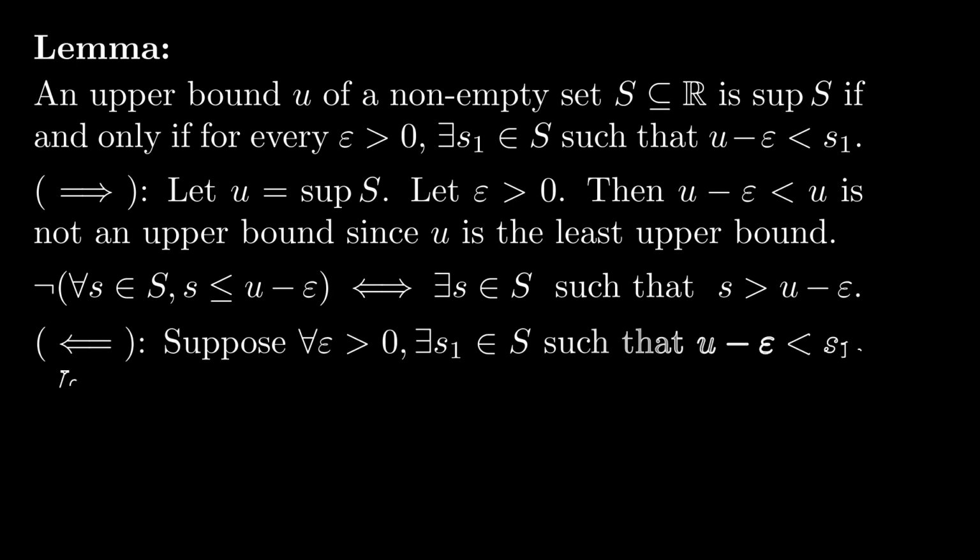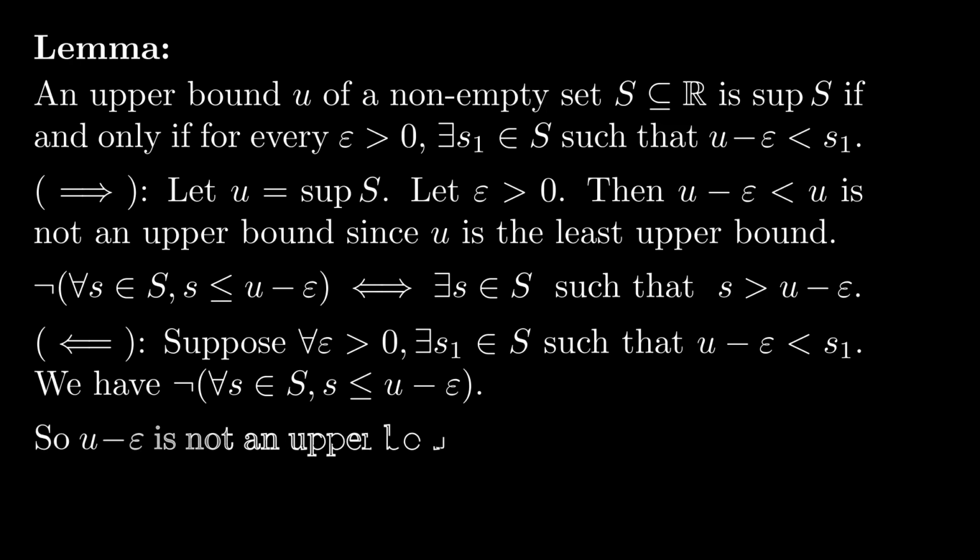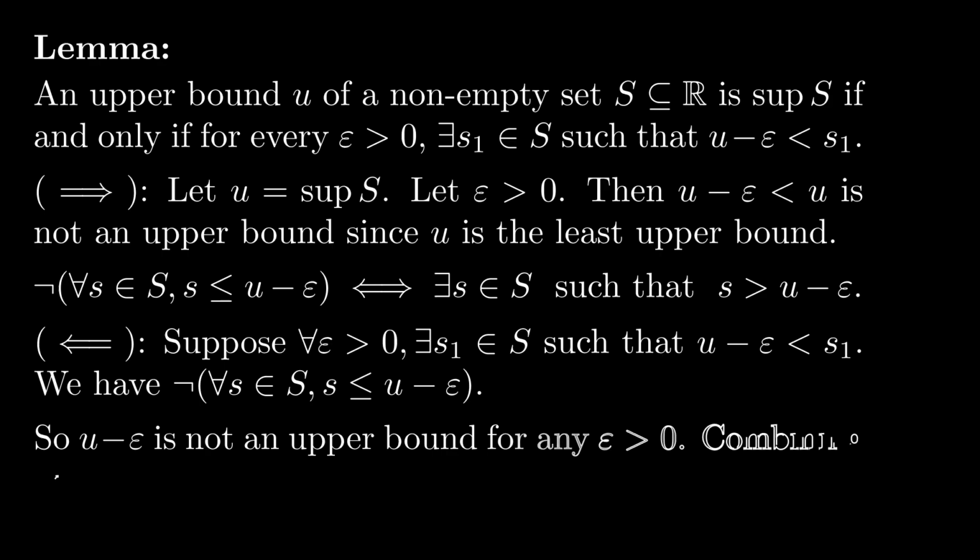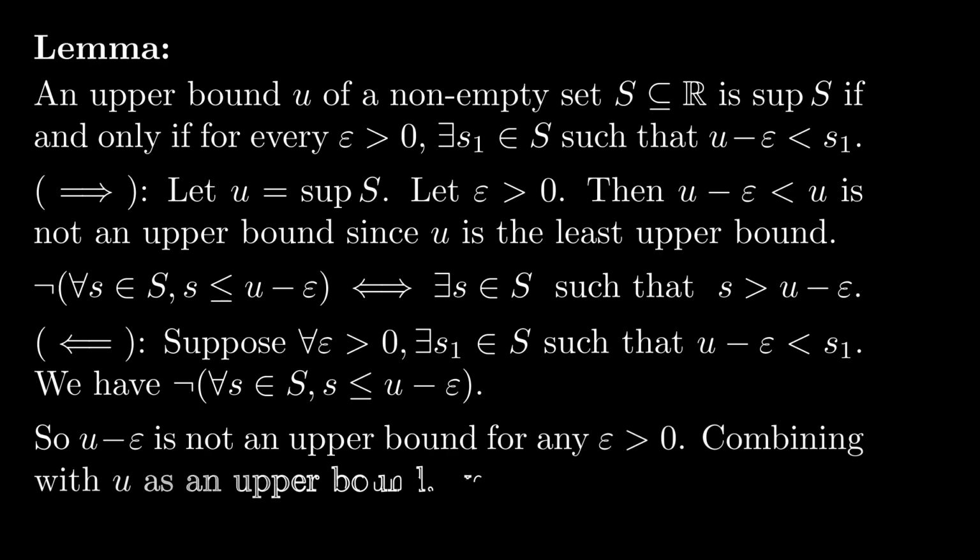For the backward direction, suppose for every epsilon greater than 0, there exists some s1 in S such that U minus epsilon is less than s1. Then we have the statement for any s in the set S, s is less than or equal to U minus epsilon being false. So U minus epsilon is not an upper bound for any epsilon greater than 0. Combining with U as an upper bound, we have U as the least upper bound of S. It is important to realize that the supremum of a set may or may not belong to that set.